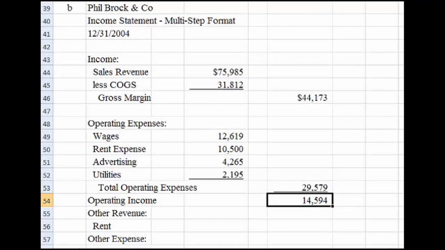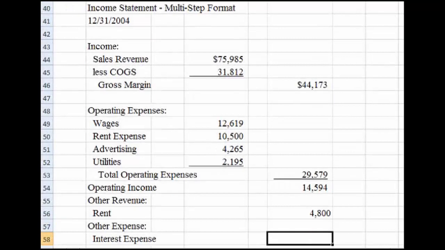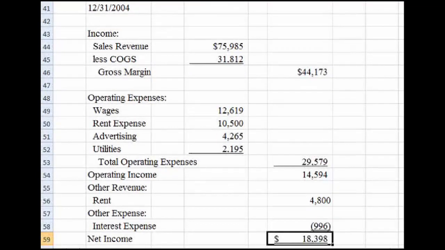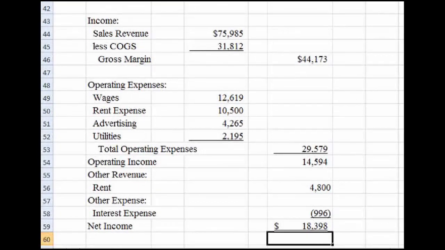the operating income. Then any other revenue that is generated other than from sales is added. In this case, it's generated by rent for a building that's not being used for generating sales. Put that in. Other expense is then subtracted. In this case, it's interest expense. Interest expense is almost always other expense, and you'll notice in this type of a format it's put in with a minus. This leaves us with the net income of $18,398. That's the multi-step format.